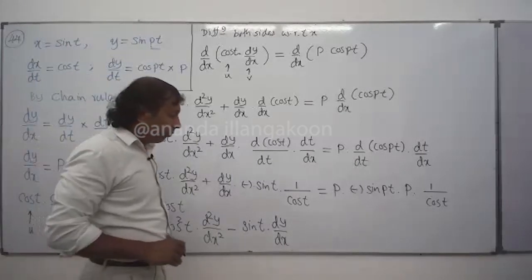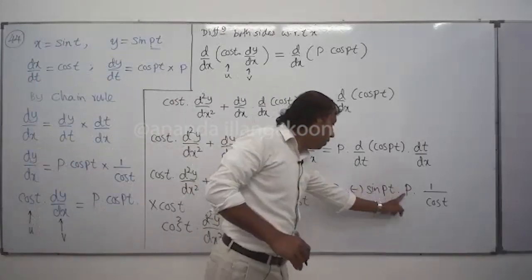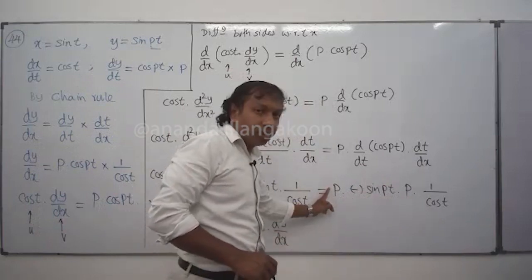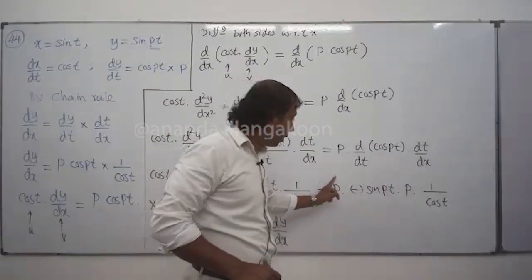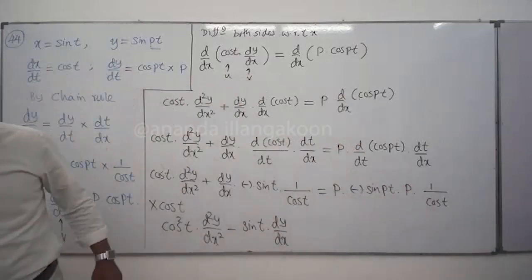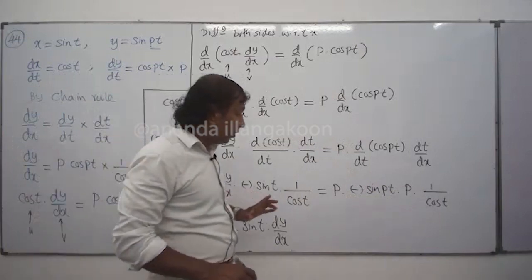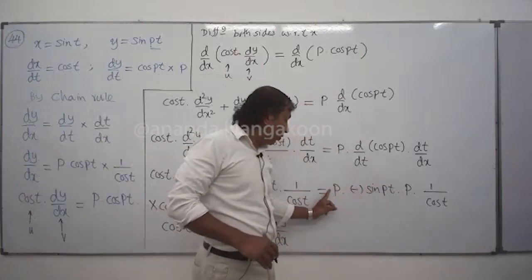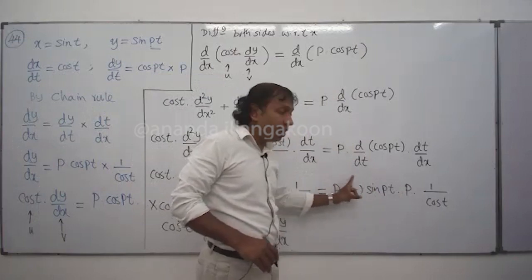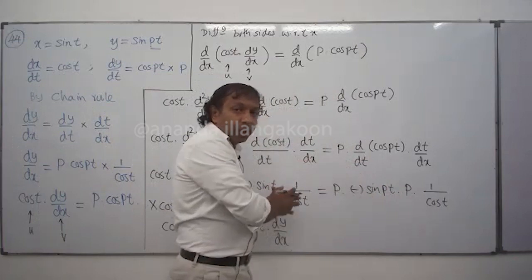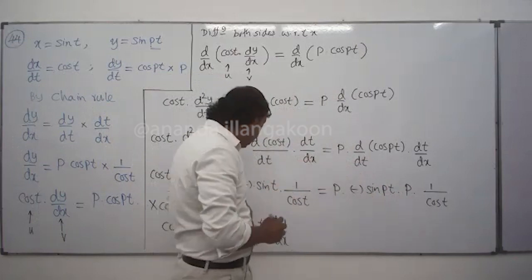People, now here p and this p squared, since we multiply by cos t, what happens? That multiplied cos t and this cos t will cancel off. Now what do we have on the right hand side? p and p squared. Before that we have a minus sign, minus p squared sin pt. Bring that to the left hand side: plus p squared sin pt.